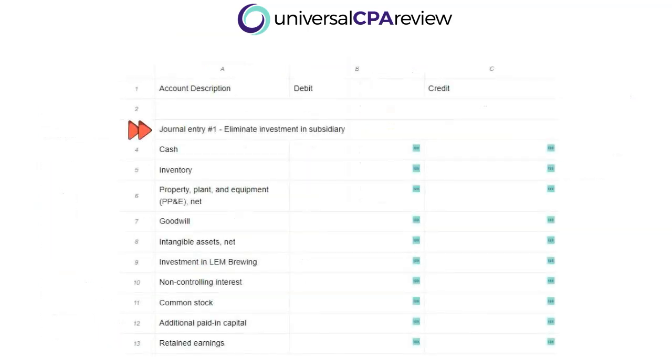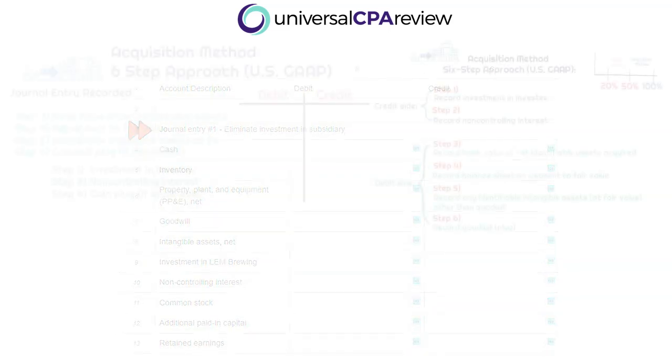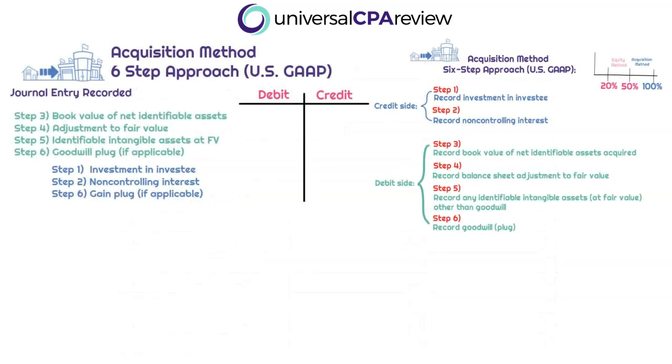So let's start with journal entry number 1, where we need to eliminate the investment in subsidiary. So this is the simulation. This is ultimately what we need to fill out, but we're going to go ahead and go through our 6-step mental map approach for the acquisition method, and then we'll come back to this at the very end.